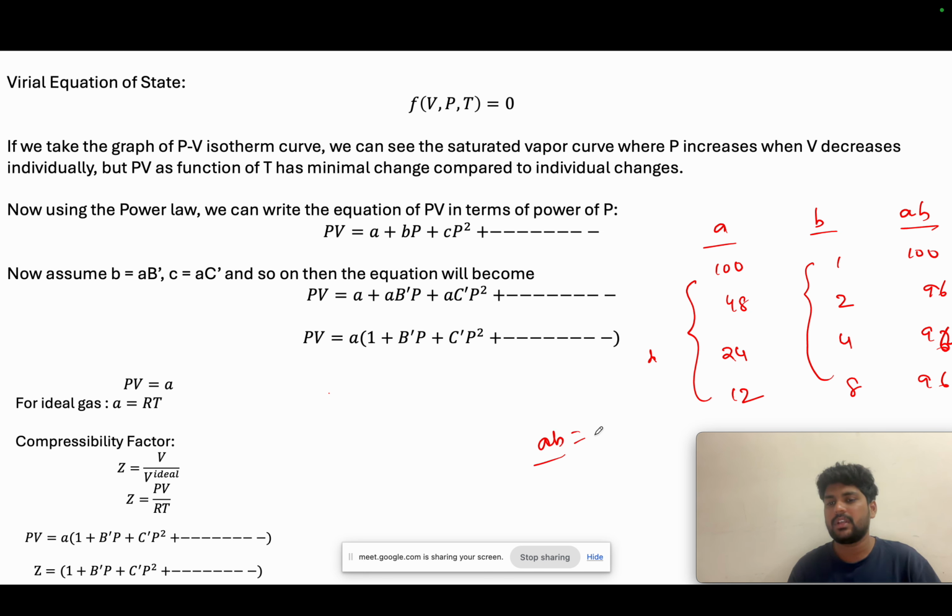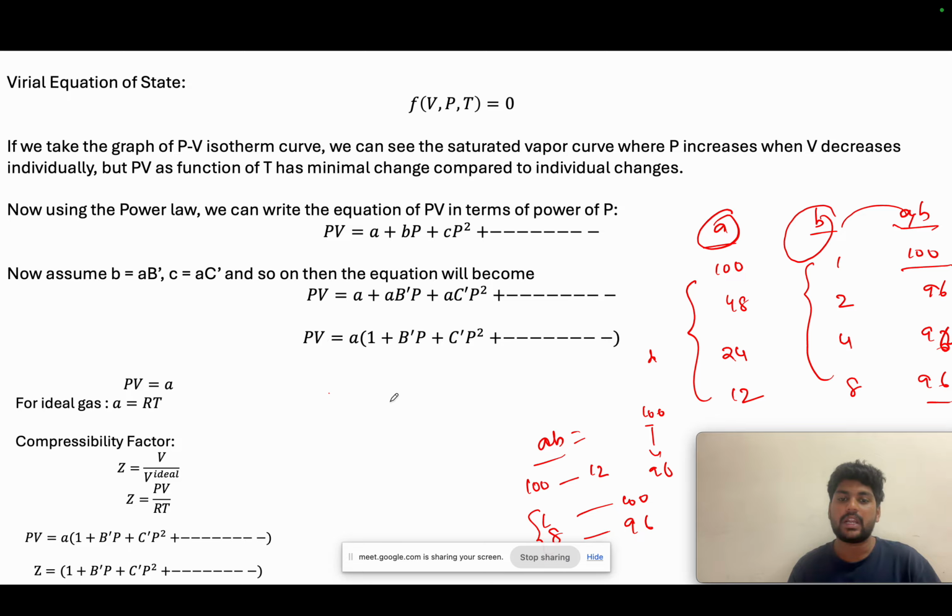But if I do ab, even though a is going from 100 to 12, there won't be much difference, from 100 to 96. You can see that outcome, 100 to 96. In the same case, going from 1 to 100, 8 is also 96. So the gradual increase in b has much more effect on ab compared to a. That's why at that time we can use the power law, which says that ab can be written as a function of b to the power n. This is what the power law says in mathematics. Based upon this equation, we have written PV as a function over the n series.